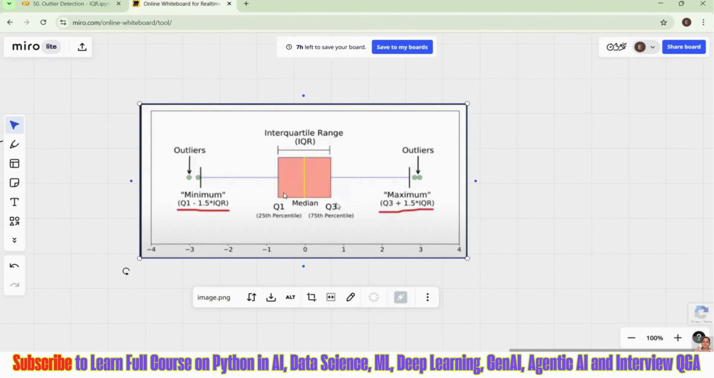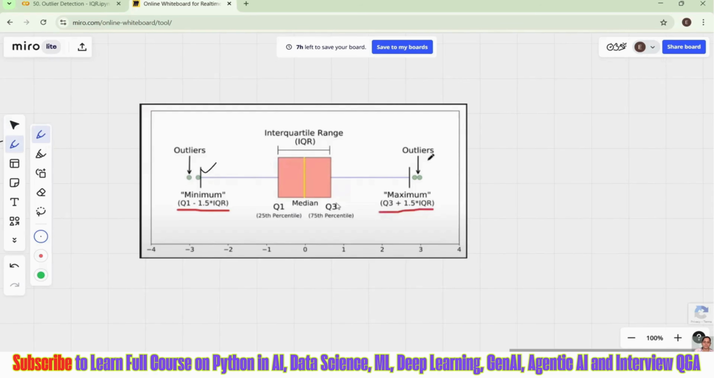So we understood in our box plot that we have Q1, Q2, Q3. Q2 is nothing but the median, which is 50% of the data. Q1 is your 25th percentile, Q3 is your 75th percentile. And these are your two whiskers, correct? This one is one whisker, and this one is another whisker.